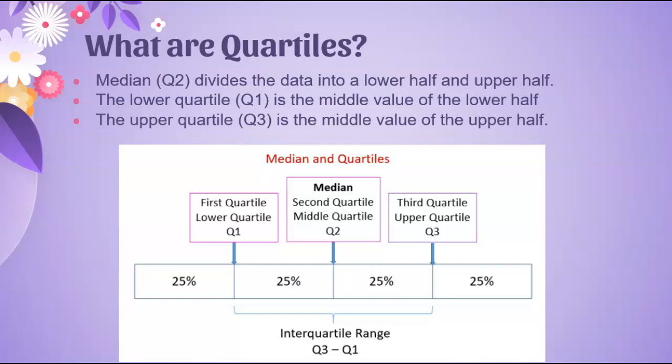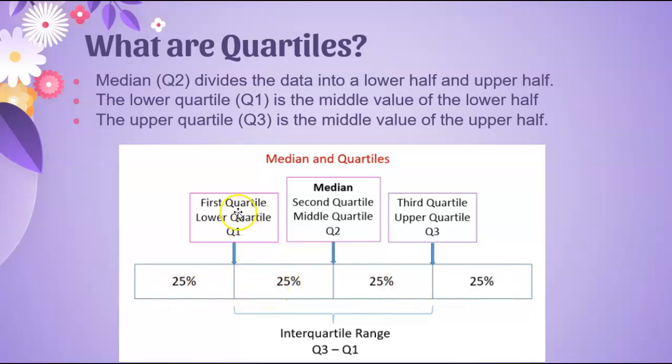I want to remind you that a quartile is just one number for each part of the data. Q2, the quartile 2, is the median of the whole data set. It divides the data set into the lower half and the upper half of the numbers. Right here, the upper half and the lower half.